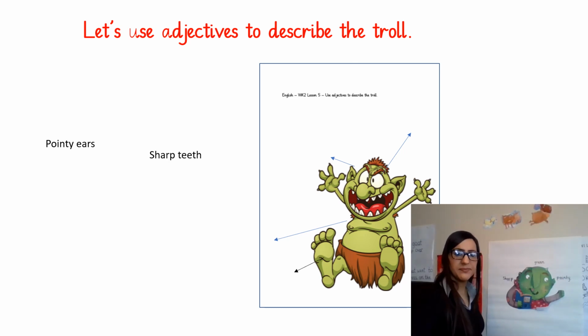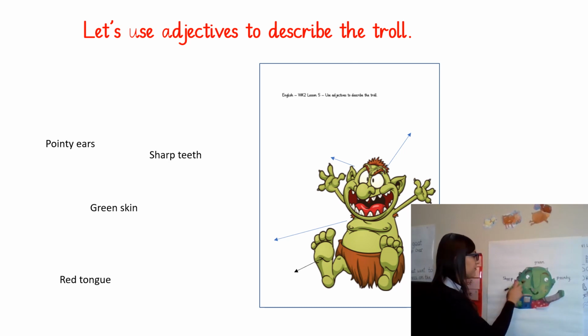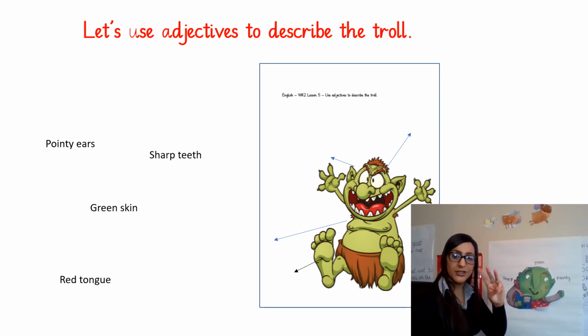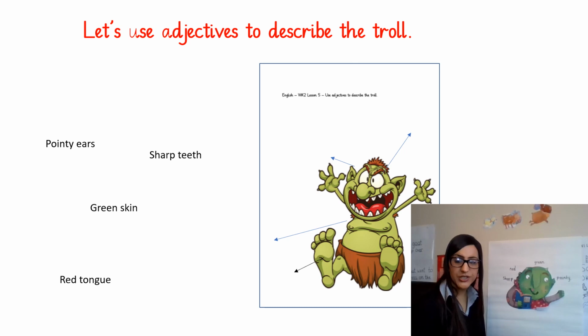What else? Red. He has a red tongue. There's his tongue. The word red is an adjective. Red. We can sound that word out, can't we? Should we use our red fingers? Are you ready? R-E-D. R-E-D. R-E-D. Let's write it down. R-E-D. You only need to write the adjective word, okay? So don't worry about writing anything else.